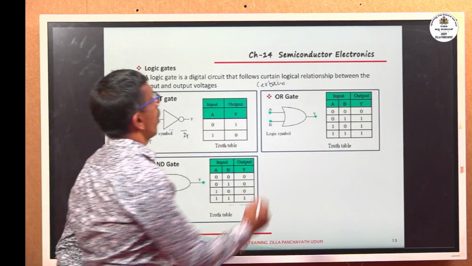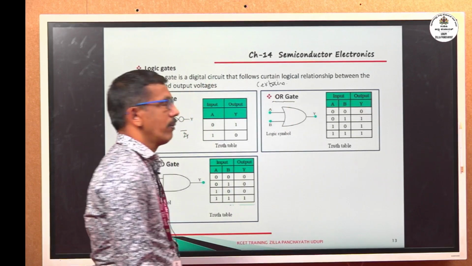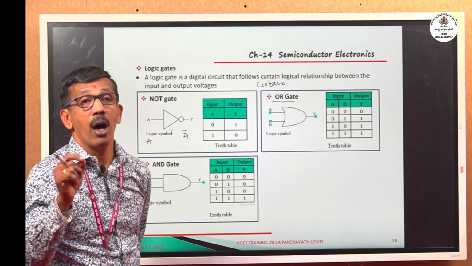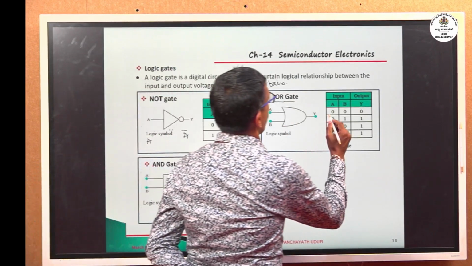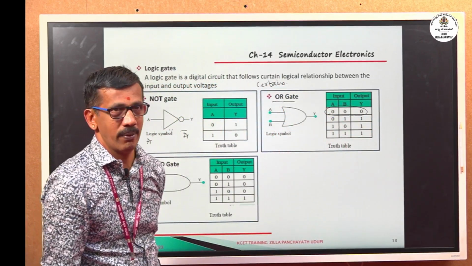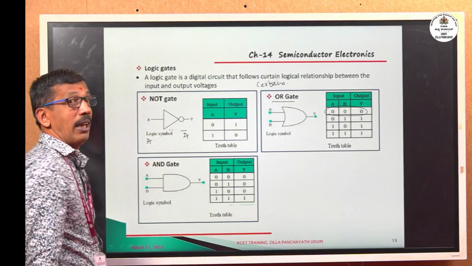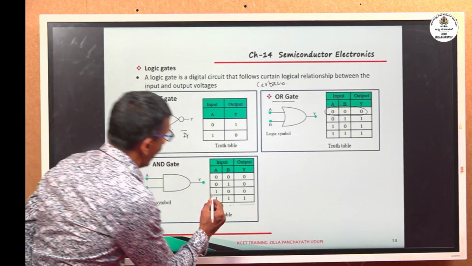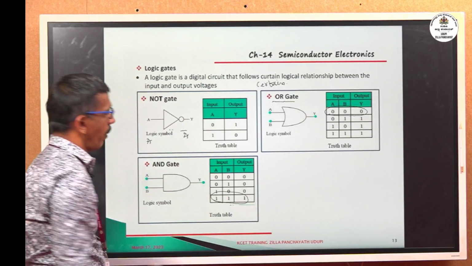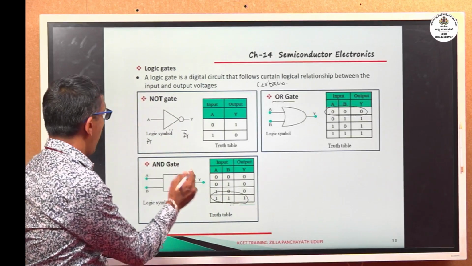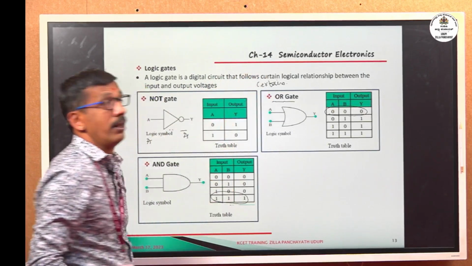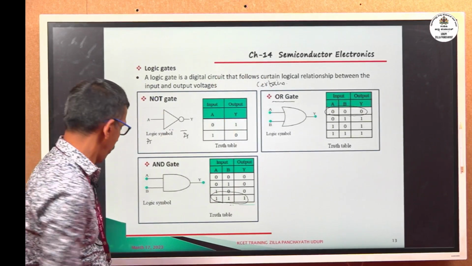The second gate is called OR gate. Here, OR gate is the one which produces output 0 when both inputs are 0. This is to remember for OR gate: 0, 0 is 0, or else it is 1. And the next gate is called AND gate. Here you should remember for AND gate, high input gives high output. Otherwise, the output is 0. 1, 1 is 1 for AND gate. 0, 0 is 0 for OR gate. NOT gate gives complement of the input.